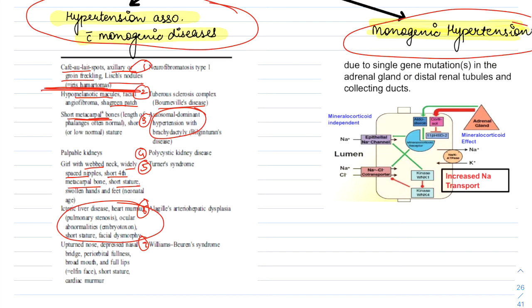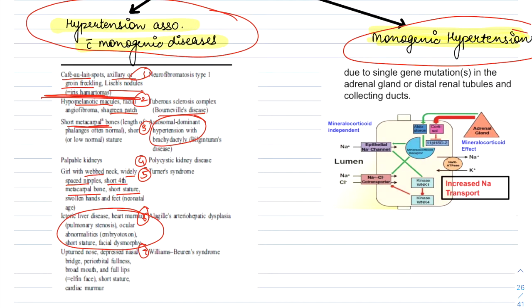Okay, these are the few points you need to know about the various monogenic diseases which are associated with hypertension as one of the features. Now second, we come to monogenic hypertension. The next subset of hereditary hypertension is monogenic hypertension. Monogenic, as the name suggests, is due to single gene mutations.